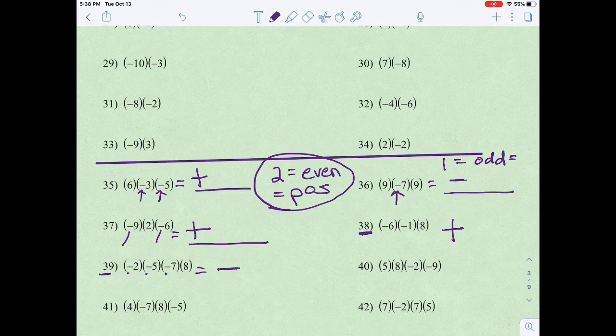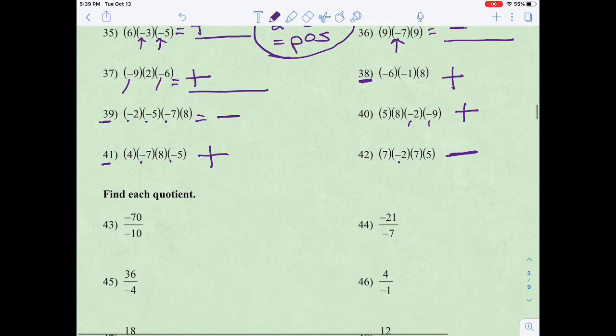For number 40, I have 1, 2 negatives. That's an even number. I'm going to get a positive answer. Number 41, I have 1, 2. That's an even number. I'm going to get a positive. For 42, I have only 1. And 1 is an odd number, so I'm going to get a negative. Okay? The multiplication is what it is. We do the multiplication, and then we have to figure out what sign.